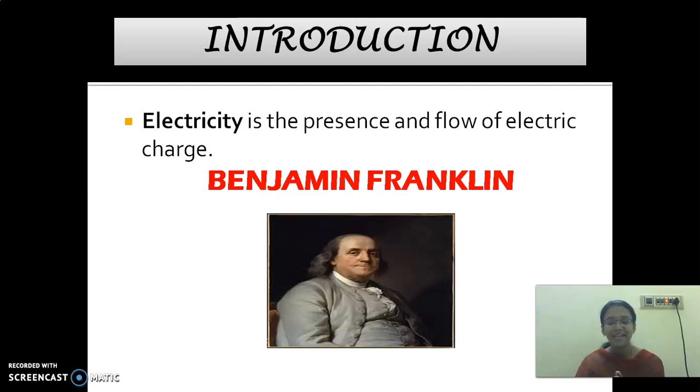What is meant by Leyden jar, children? Your answers? Can you tell me louder, please? Yes, very good. A Leyden jar is used to store electric charges. This jar is used to store electric charges. Clear, children? Then who invented the electric bulb? Very good. Thomas Alva Edison.